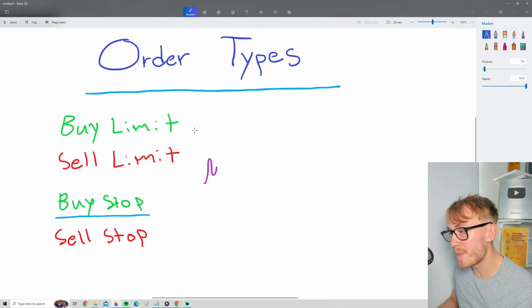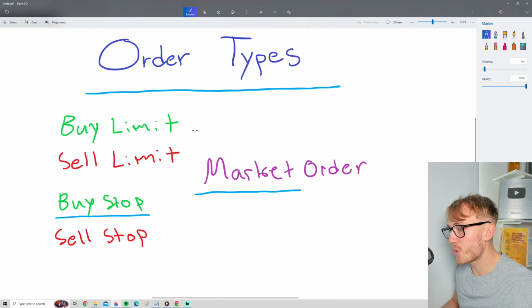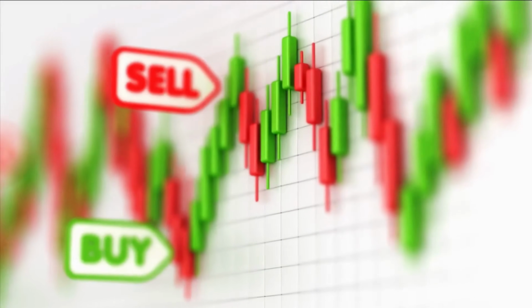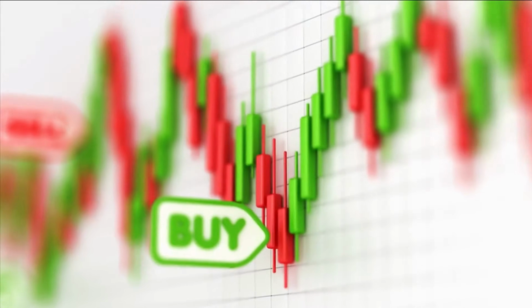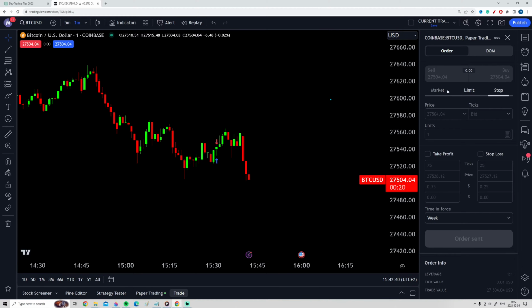The last order type I want to talk about is the market order. And the market order is very simple. This basically means that we buy or sell the asset at the current price. And let me show you guys how this works in a real life example.